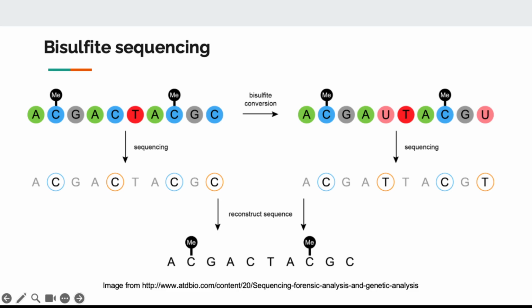So you can do sequencing on these two conditions, and then you can compare the result, and then you can tell that any location that remains a C, these are methylated. Any location that switches between a C and a T, this is unmethylated. So we can combine chemical reaction together with sequencing to identify methylation of the C.